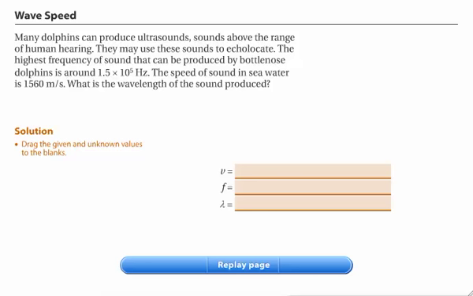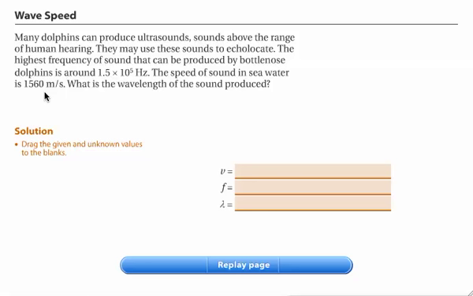We're going to take a look at a problem that deals with wave speed, wavelength, and frequency. In this example, we're looking at dolphins. Dolphins can make these really high-pitched sounds, and that's how they talk to one another. The highest frequency that they can produce is 1.5 times 10 to the fifth hertz. The speed of sound in seawater is 1,560 meters per second, and we want to find the wavelength of sound.